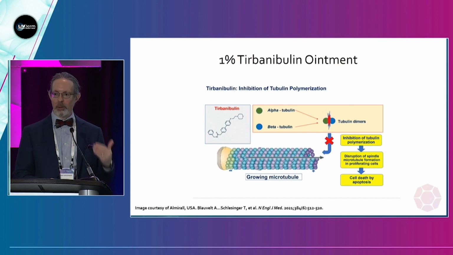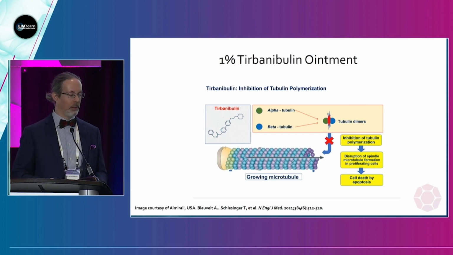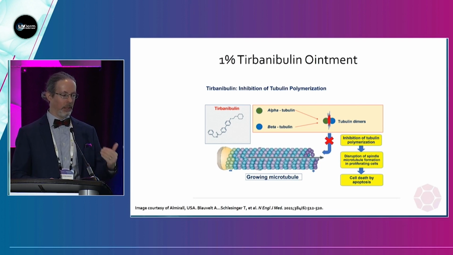So tirbanibulin hit the market last year, and this is a microtubule inhibitor. It's a reversible microtubule inhibitor. It inhibits the polymerization of the growing microtubule during the mitosis phase. It's very similar in mechanism to the way colchicine works. Colchicine is more of a permanent inhibitor. This is more reversible. Thus, the adverse event profile is better for AK.